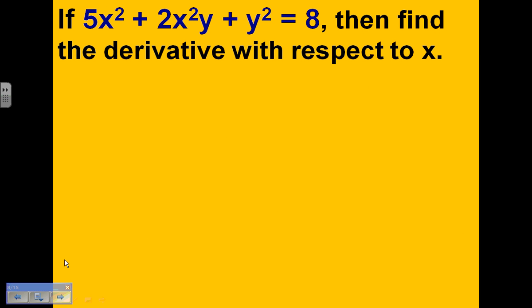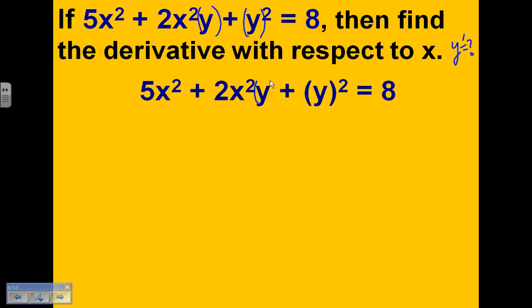If 5x squared plus 2x squared y plus y squared equals 8, then find the derivative with respect to x. All right? Again, the directions mean they want to know what is y prime equal to. All right, first of all, 5x squared, I can take the derivative of that pretty easy. 2x squared y: y is not by itself. It has an x squared with it. So that gets parentheses. The y isn't by itself in the y squared, so that gets parentheses. And now we're ready to take the derivative. Okay?